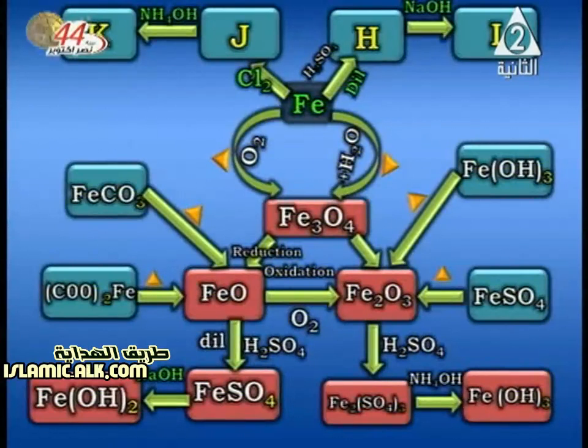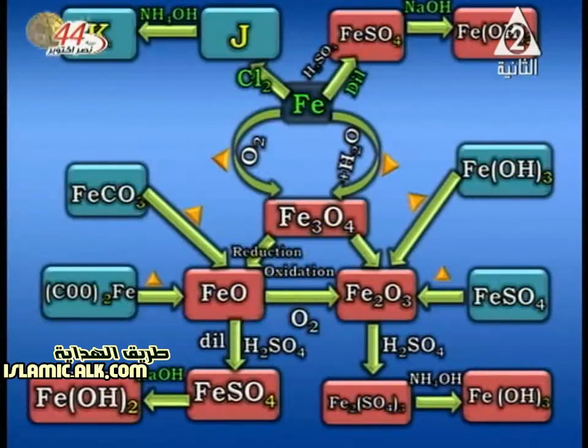Now looking at letter H. Here, when iron reacts with dilute sulfuric acid, it must give iron 2 sulfate. Iron 2 sulfate, when it reacts with sodium hydroxide by double substitution reaction, gives iron 2 hydroxide, which is a white-green precipitate.